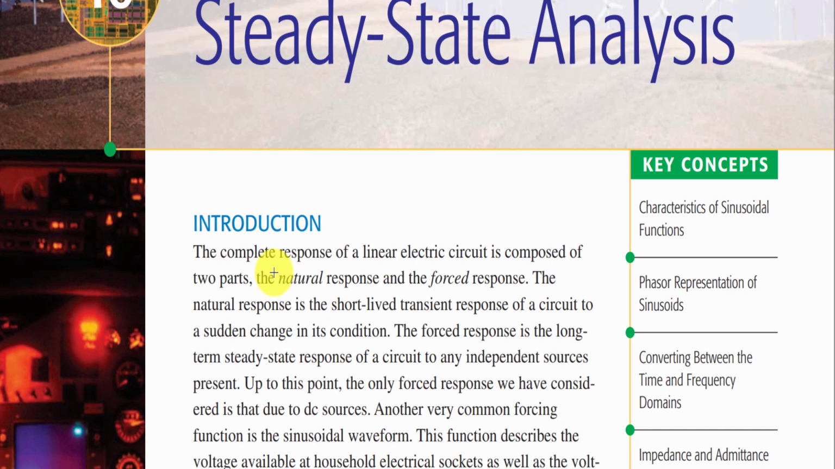But for a short intro of what natural response is: whenever some switch is flicked, or whenever some voltage source is connected to a circuit, we have a little bit of transients, and then those transients die out, and what remains is something known as a steady state.